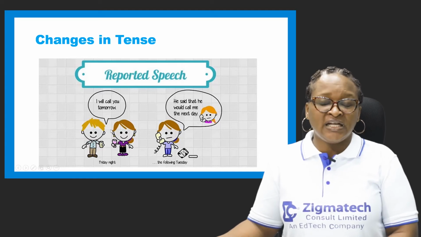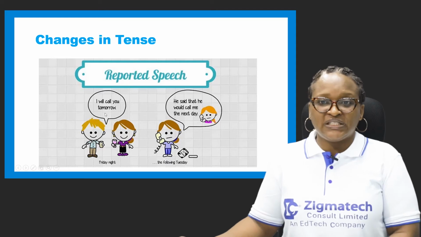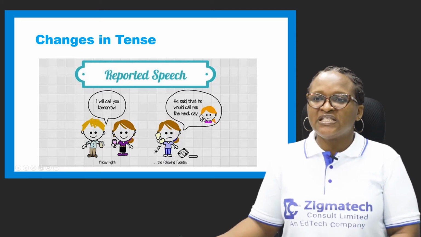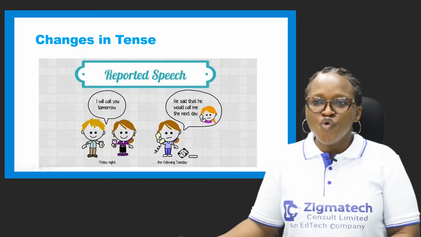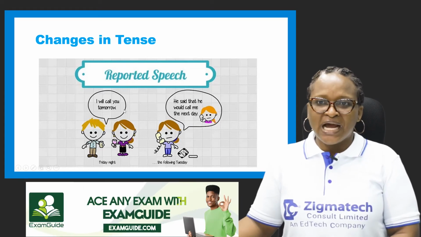It's just like saying he said, I will call you tomorrow, or she said, I will call you tomorrow. This is the direct speech. Now we are changing to indirect. She said that he would call me the next day. Very important. Now look at the word changes.